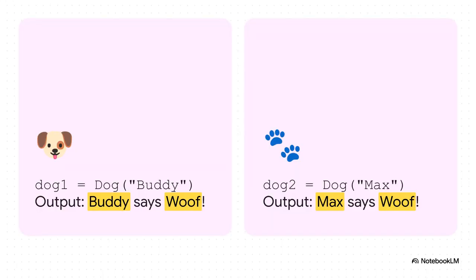And boom, here's the payoff. This is that reusability we talked about. We use our dog blueprint to create our first object, a dog named Buddy. Then we use the exact same blueprint, no new code, to create a totally separate dog named Max. They're built from the same pattern, but they're 2 unique dogs that exist on their own.